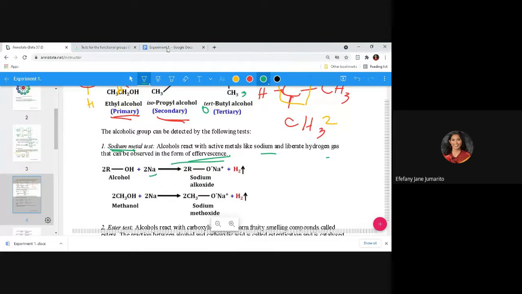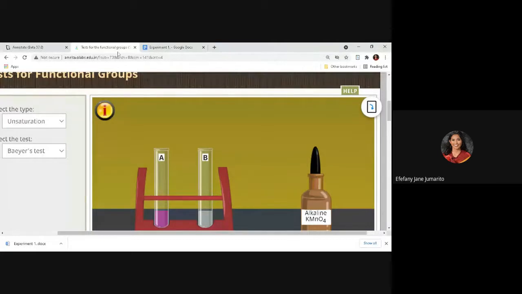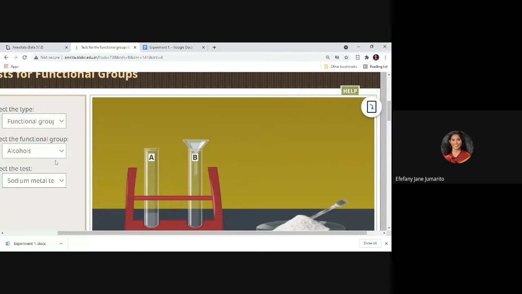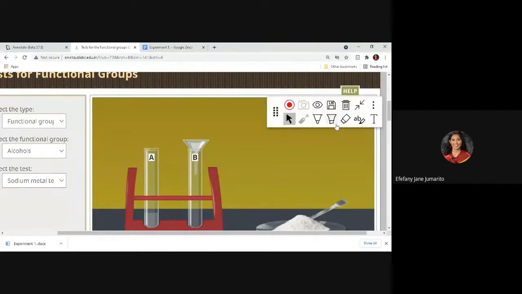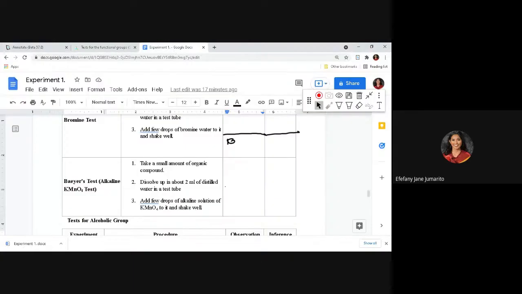So let's have that in our experiment. Now we have our sodium. It is solid. It is in powder. It's not liquid. Okay, so read procedure 1.